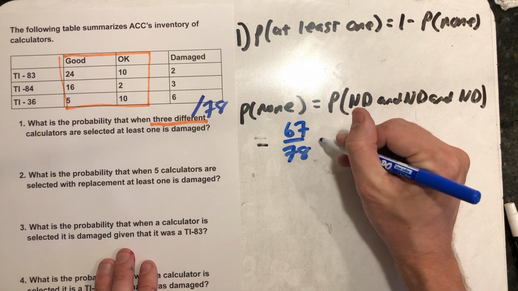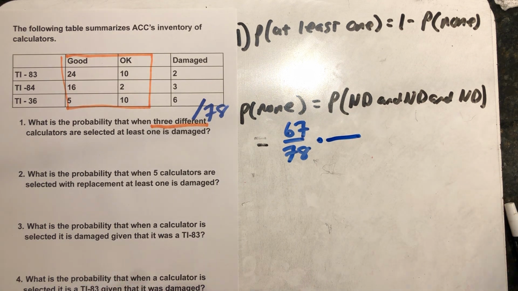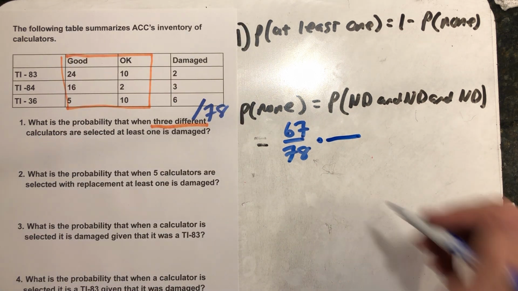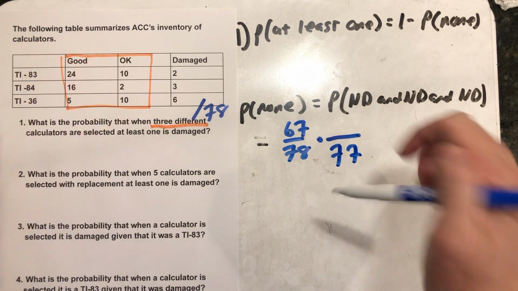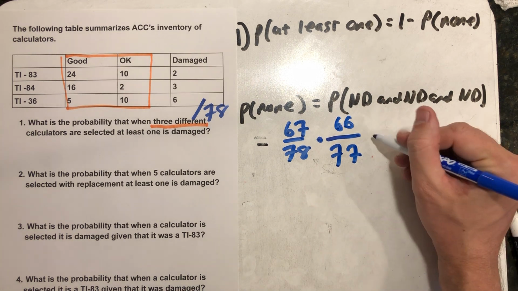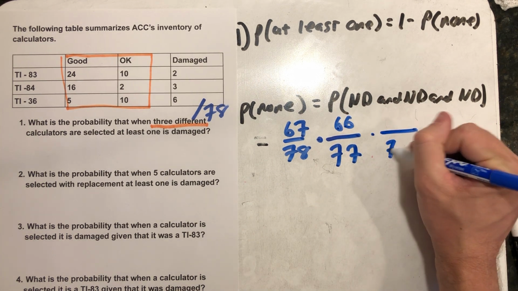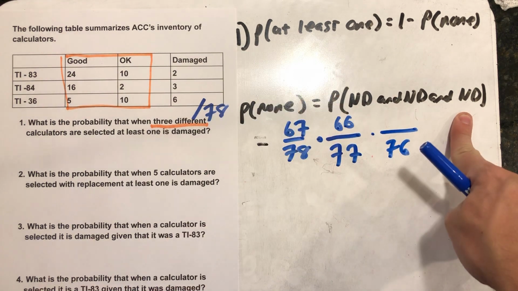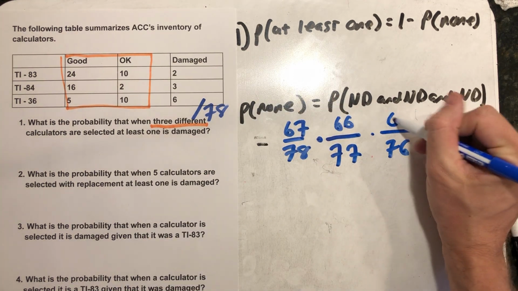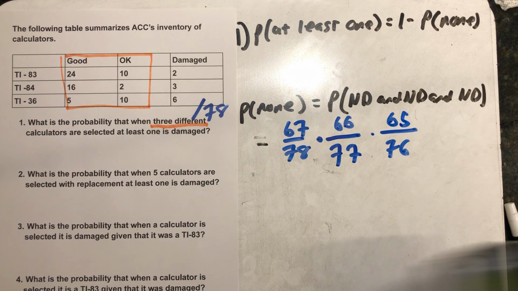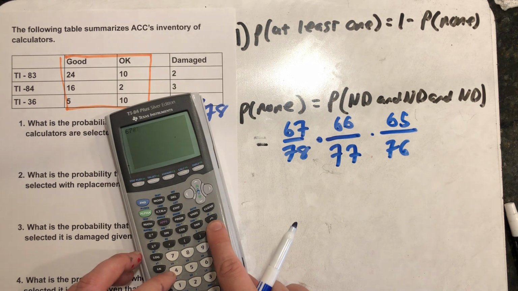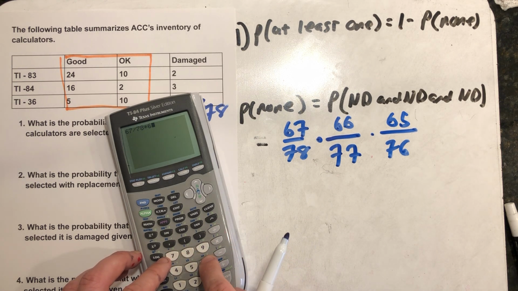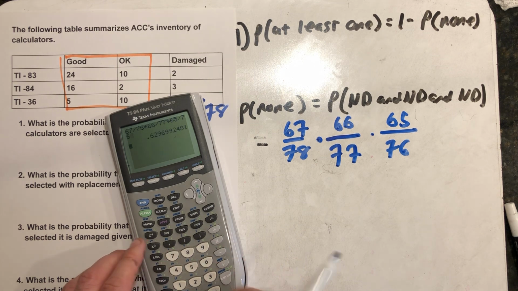All right, well, next time through, I'm going to get a different calculator because I'm doing this without replacement, so that calculator's gone. So there's 77 left, and I'm assuming I've already gotten one that was not damaged, so there are only 66 of those left. Times, and I have 76 calculators now, because now I'm assuming I've already drawn two, and only 65 of them would be not damaged. So let's find this probability. 67 out of 78 times 66 out of 77 times 65 out of 76.